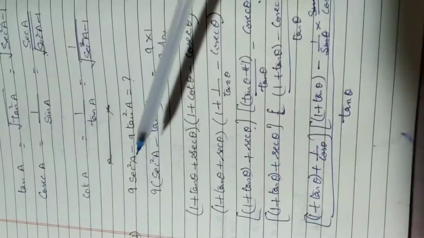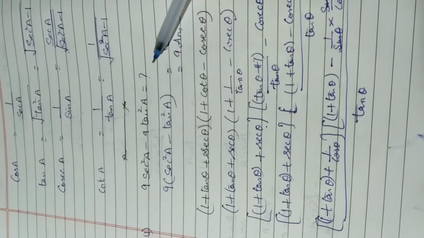The next question is 9 secant square A minus 9 tan square A is equal to what?